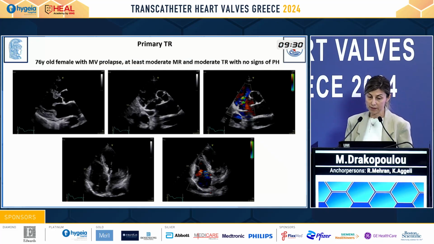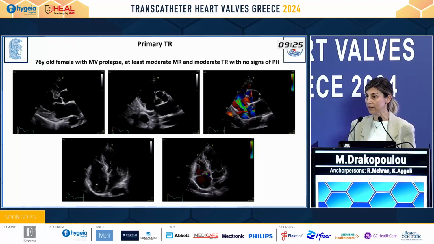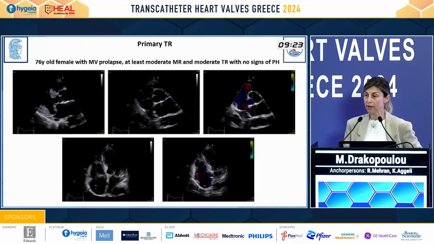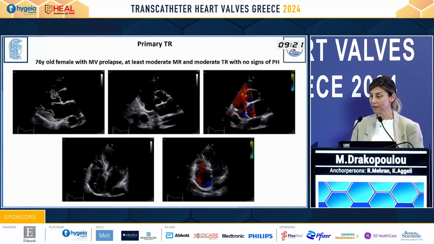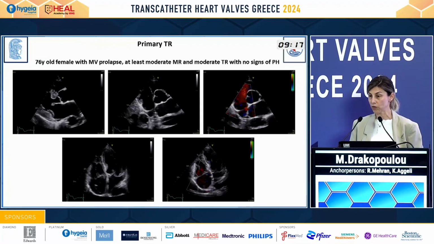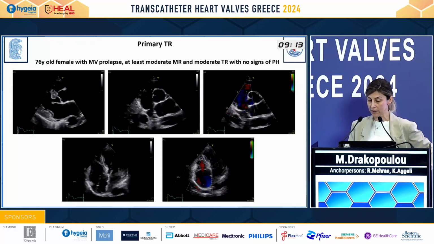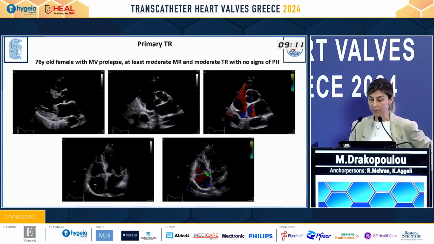And this is a 67-year-old female patient with mitral valve prolapse and significant mitral regurgitation. In this patient we may also see prolapse of the tricuspid valve with moderate regurgitation and an eccentric jet towards the septum, and we can see that the jet is mid to end systolic.